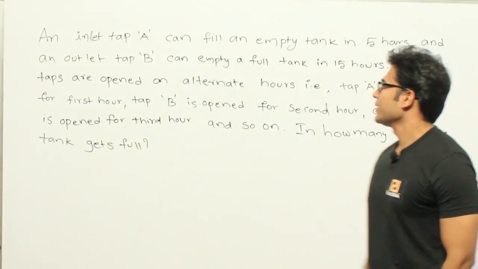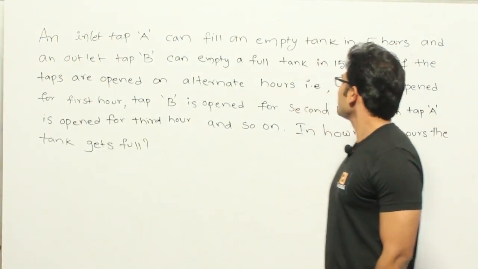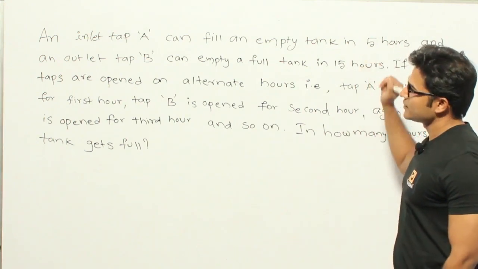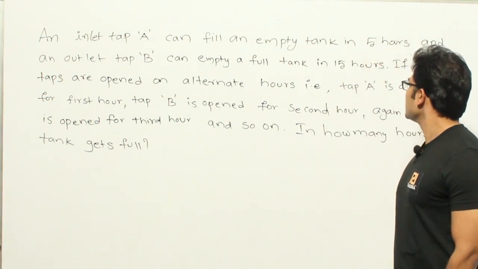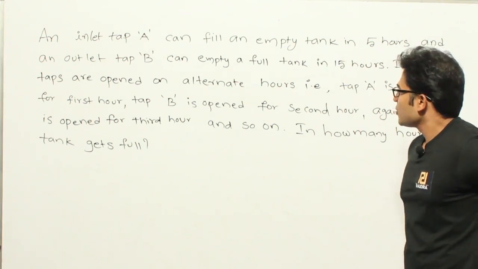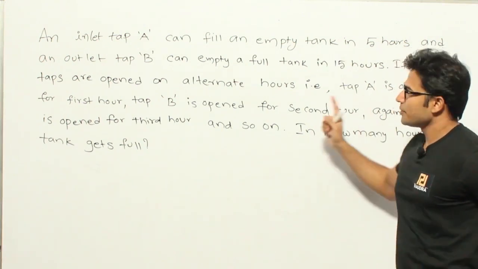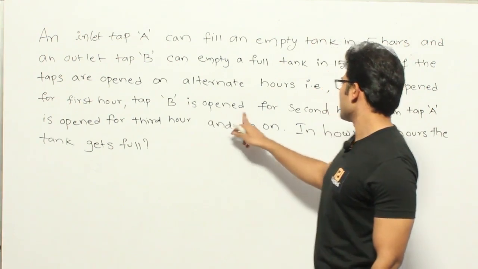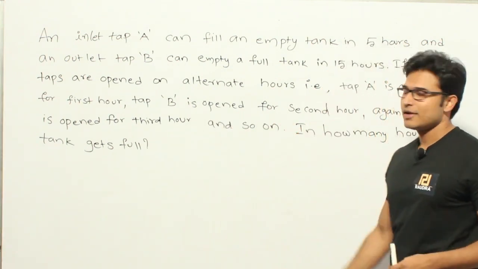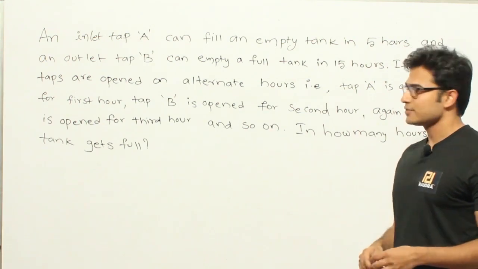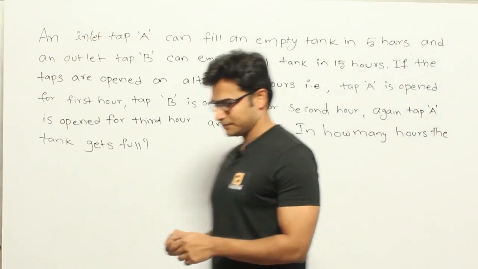Let's solve this question. An inlet tap A can fill an empty tank in 5 hours and an outlet tap B can empty a full tank in 15 hours. If the taps are opened on alternate hours, that is tap A is opened on the first hour and tap B is opened for the second hour, again tap A is opened for the third hour, and so on, in how many hours does the tank get full?